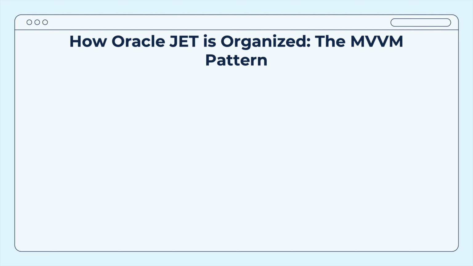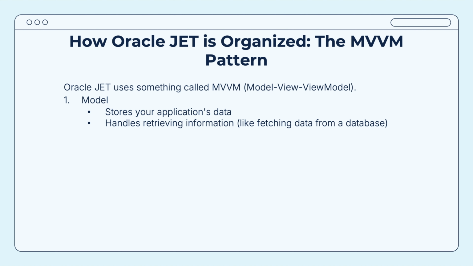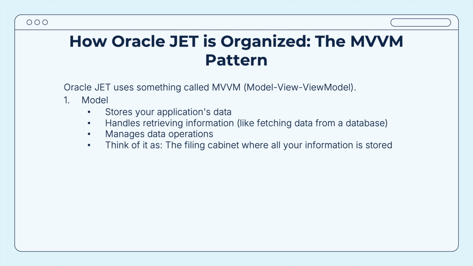The MVVM pattern. Oracle JET uses something called MVVM. Don't let the fancy name scare you. It's just a way to keep things organized. Model, the data manager. Stores your application's data, handles retrieving information, like fetching data from a database, manages data operations. Think of it as the filing cabinet where all your information is stored.